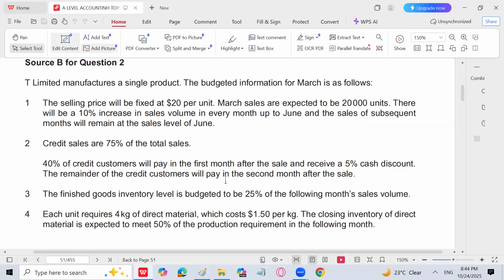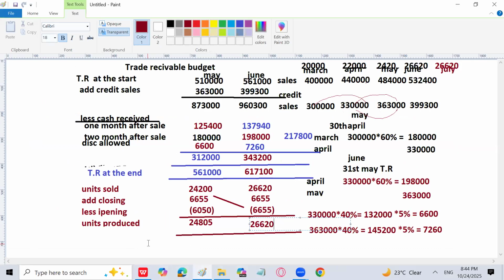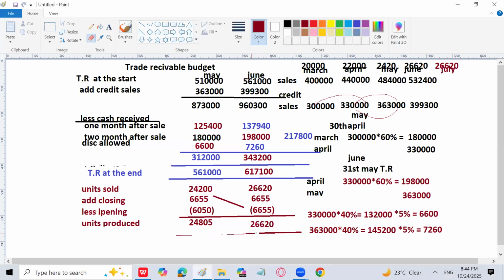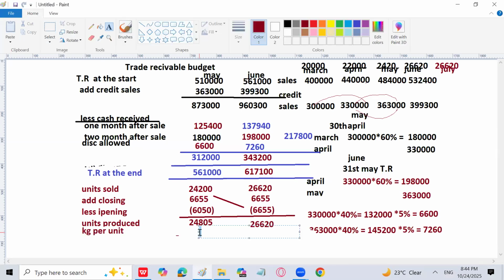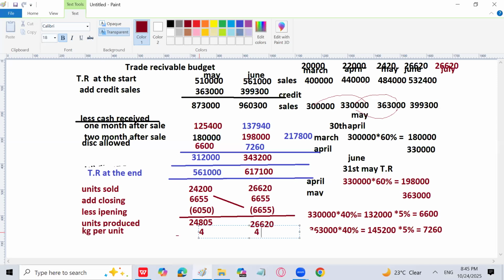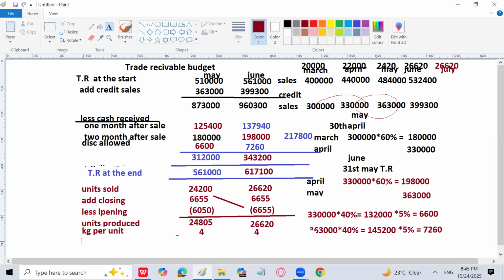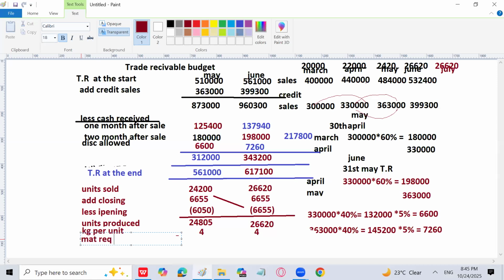Now we are supposed to prepare the purchase budget, where we have seen that each unit requires 4 kg of direct material, which costs 1.5 per kg, and the closing inventory is 50% of the next month production requirement. So I can start right from here, but you can prepare it separately even then. It is always better to prepare separately. I will write here kg per unit, that is 4. 4 for here, and 4 for the next, and 4 for the next also. For July also, it is going to be the 4. So we are going to get the material required for production.